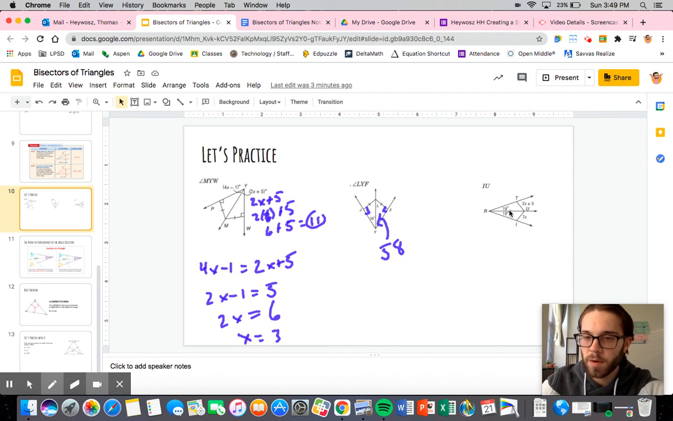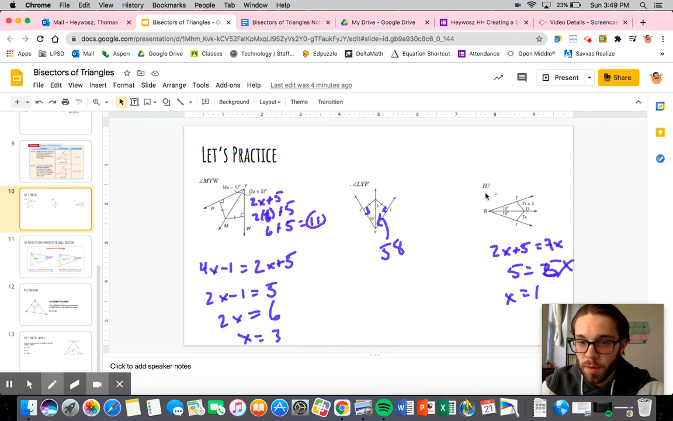Now, similarly, we know this is 19 and this is 19, so that means this is an angle bisector. Because this is an angle bisector, I know that these two are equidistant from each other. So 2x plus 5 is equal to 7x. Okay, 7 minus 5 would equal 5x. Oopsie. X equals 1. Now I'm looking for IU. So 7 times 1 is just 7.